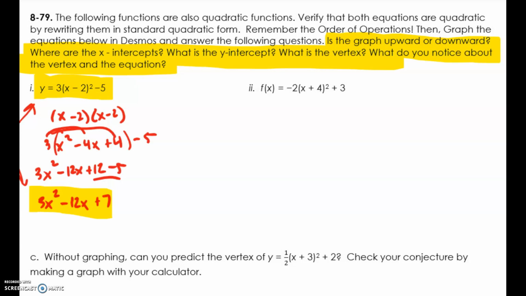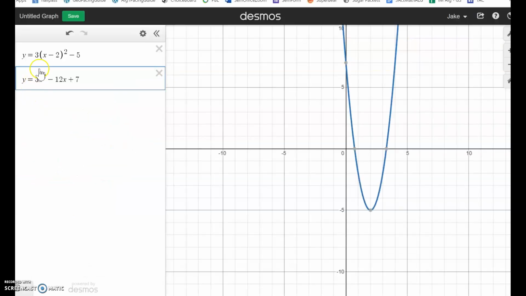Give me a second. All right, I have both of those graphed for you. If I turn off the bottom one, you can see here's the red one, and then here's the blue one. So yeah, those two equations are the same. They're the same graph, right? They're just different forms. Now that we see the graph of them, let's answer the questions on our worksheet.